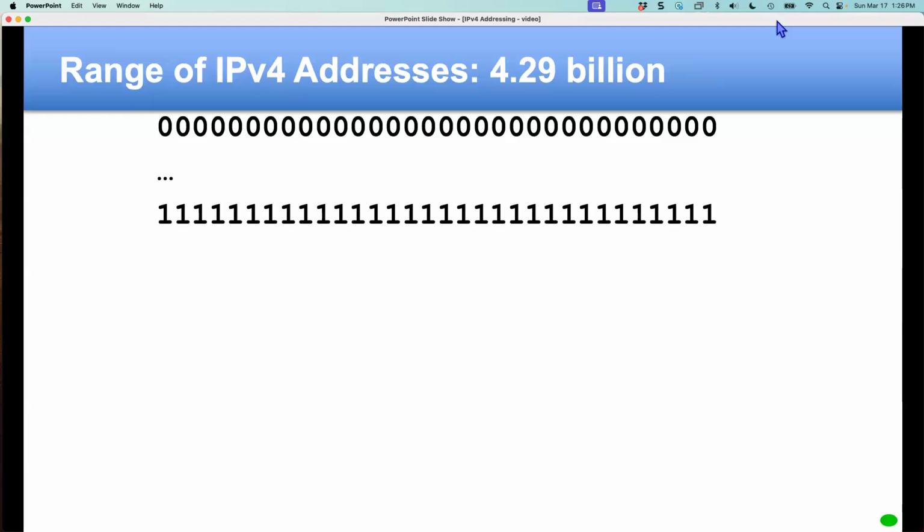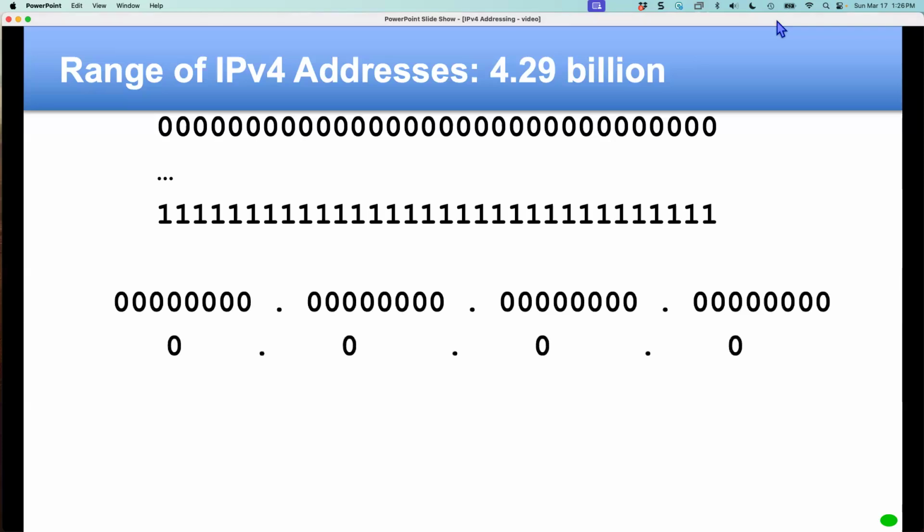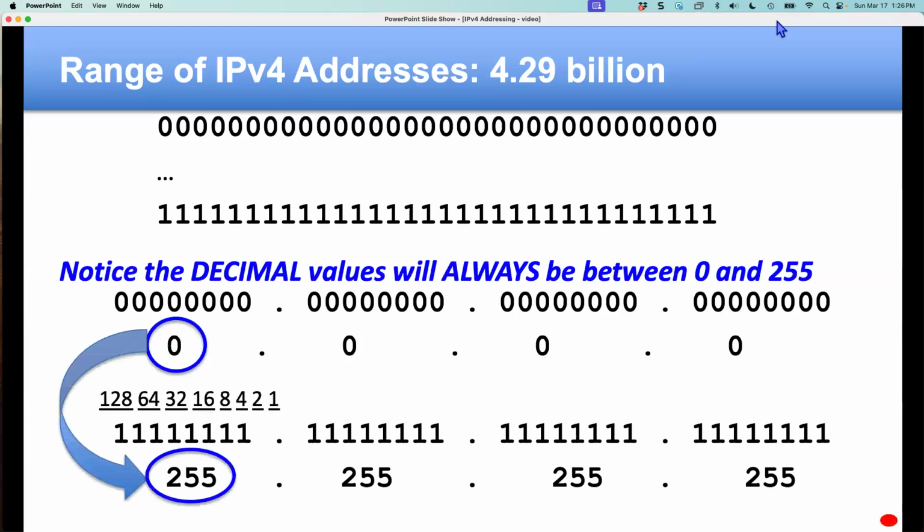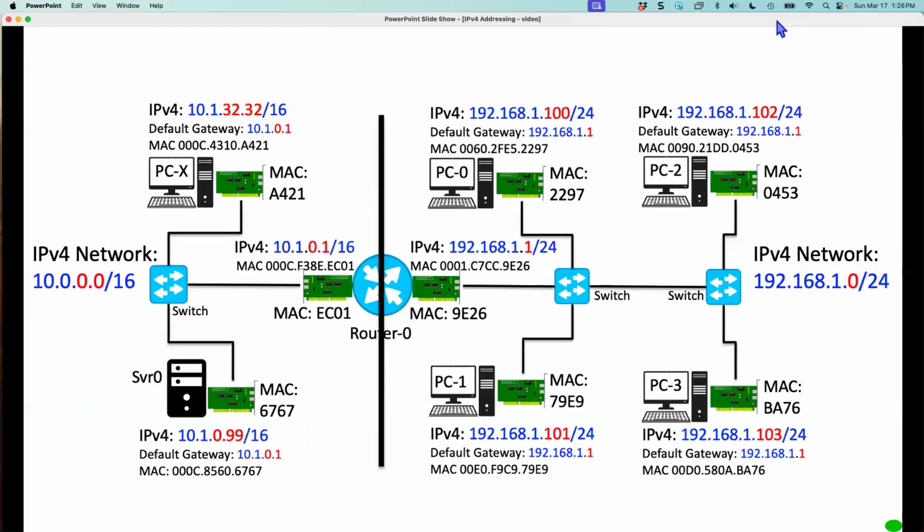Oh, well. So the range of IPv4 addresses, if we were to write them out from all zeros to all ones, would be 0.0.0.0 to 255.255.255.255. And we will see that the only decimal values we would ever use, because we represent each number using 8 bits, are always between 0 and 255. All right, let's take a look here.